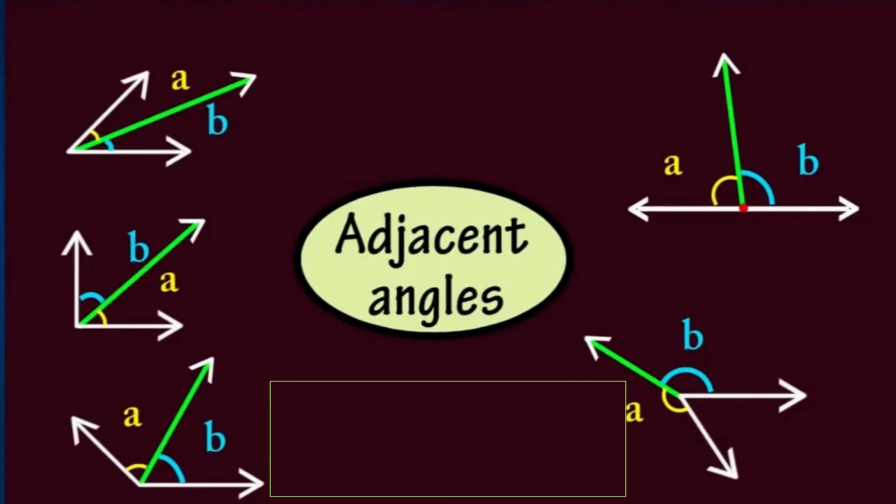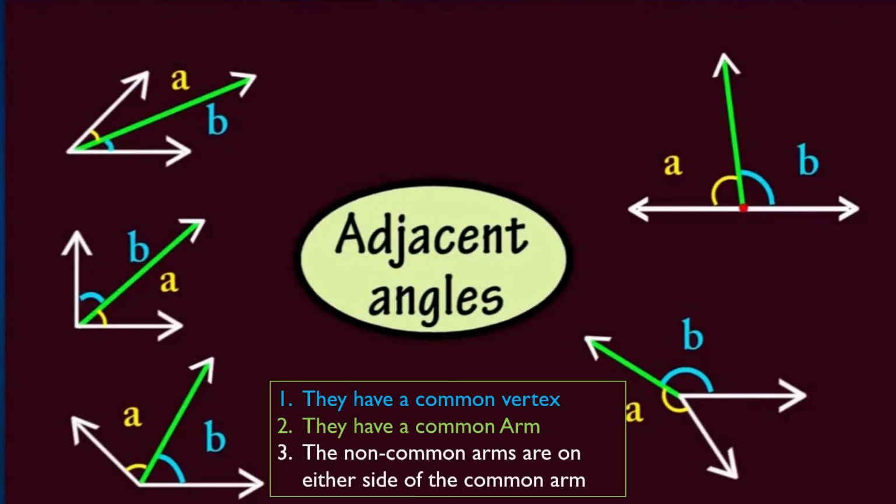Now let us see what is the specialty of this A and B. What type of angles are adjacent angles? First condition is they have a common vertex. Second condition is they have a common arm. And third condition is the non-common arms are on either side of the common arm. These types of angles are called adjacent angles.